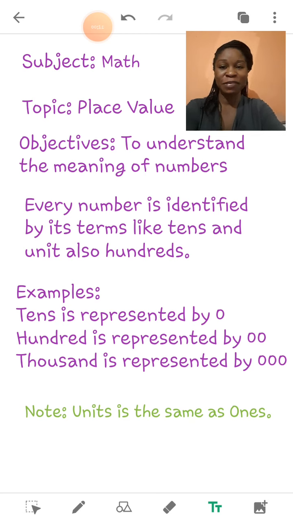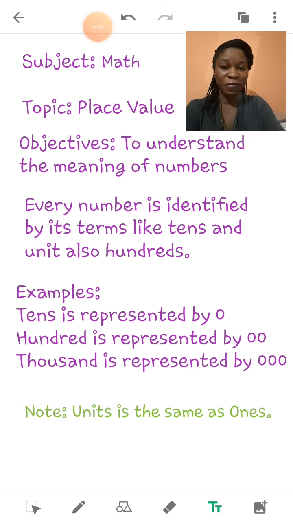Our subject is math and our topic is place value. Under place value, we're going to be looking at place value blocks, expansion, and partition. Don't mind the grammar; you all understand, it's very easy. Our objective is to understand the meaning of numbers.